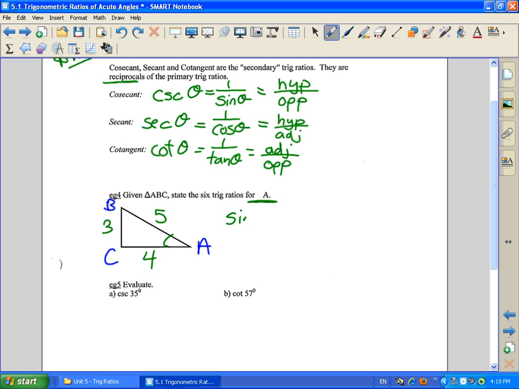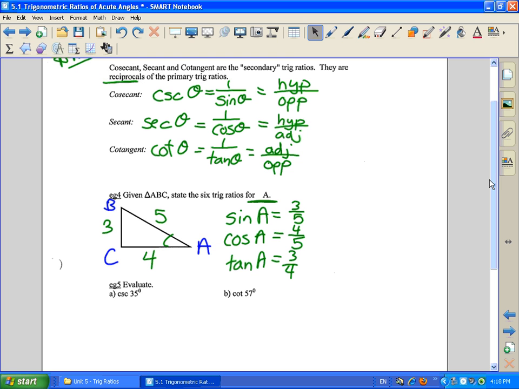So sine of A, folks, equals the opposite over the hypotenuse. So that's going to be 3 over 5. We'll do the primary ones first. So cos of A is going to be the adjacent over the hypotenuse. So that's going to be 4 over 5. And the tan is going to be opposite over adjacent, which is going to be 3 over 4.